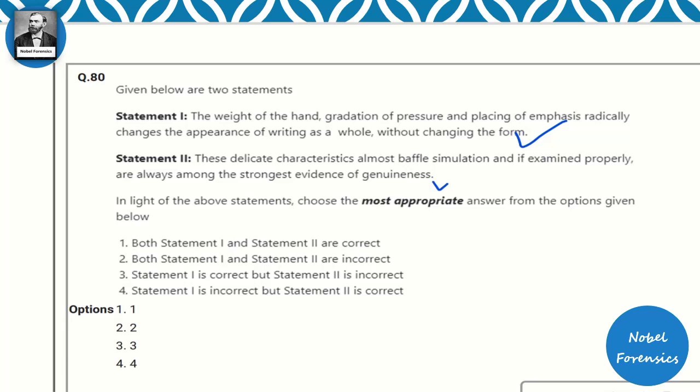In the first statement they are saying that without changing handwriting, just changing the pressure and movement, we can change our handwriting. But according to statement 2, even though the hand pressure and movement change, there are some genuine characteristics of our handwriting. So with keen observation and examination, we can establish the genuineness of handwriting. So both statement 1 and 2 are correct. Option 1 is correct.